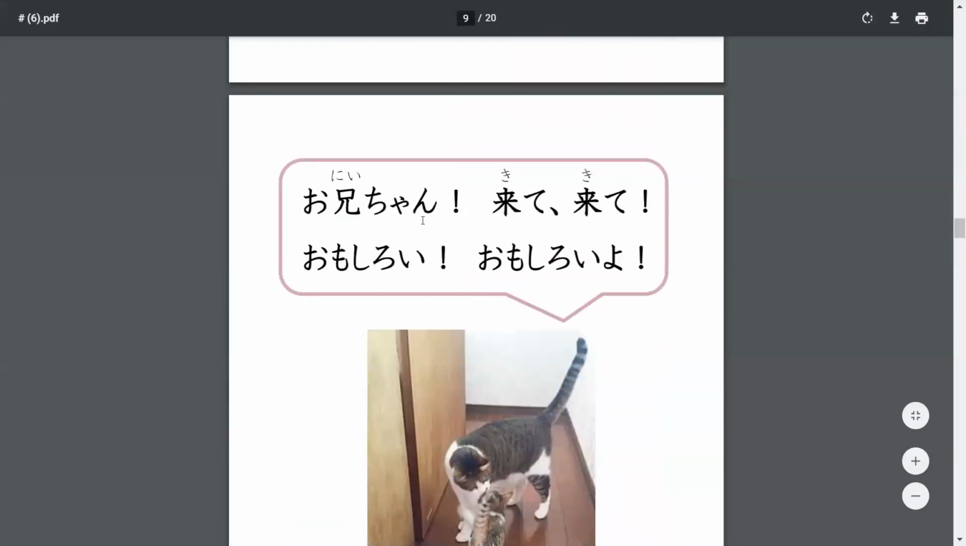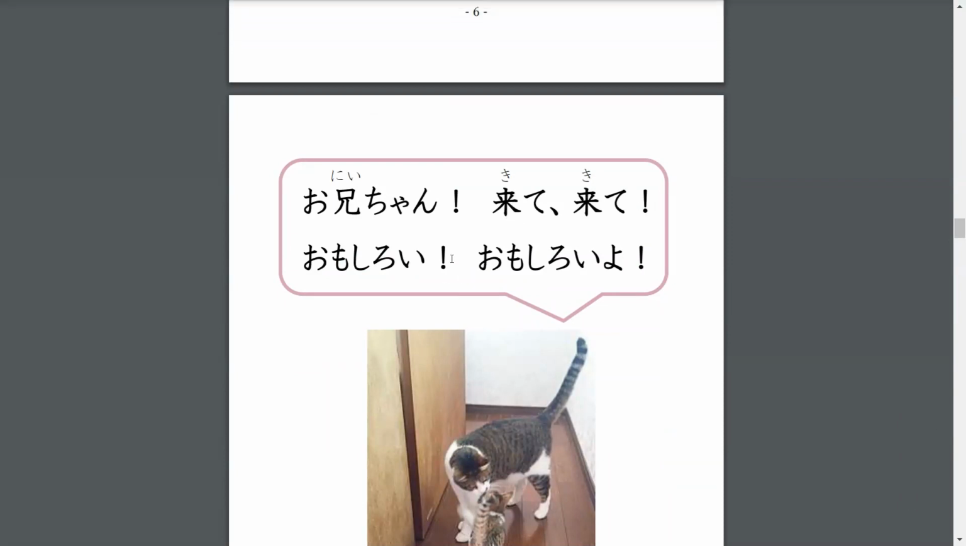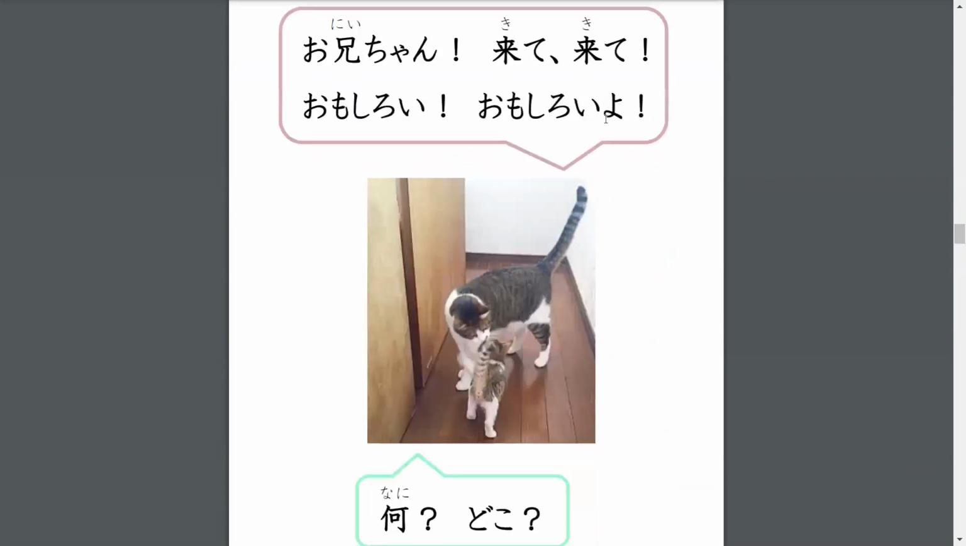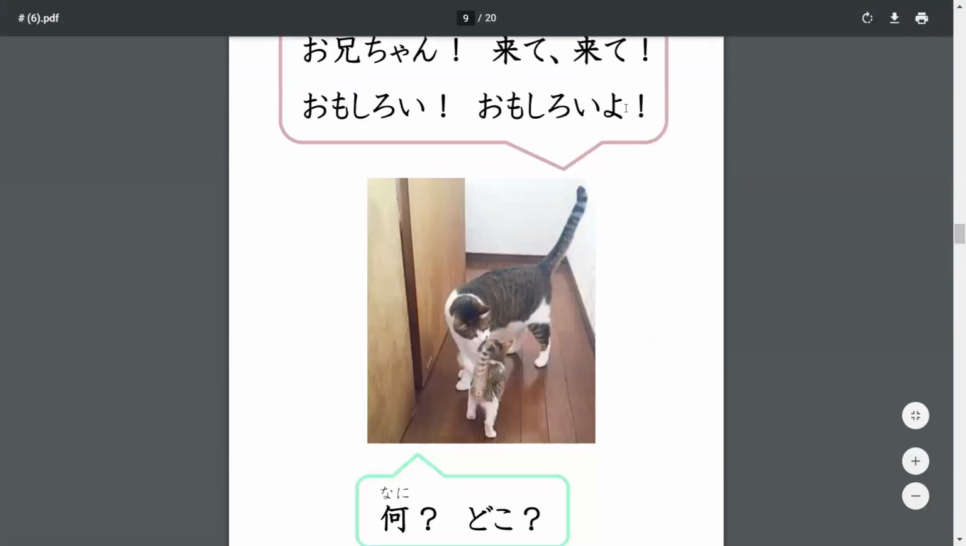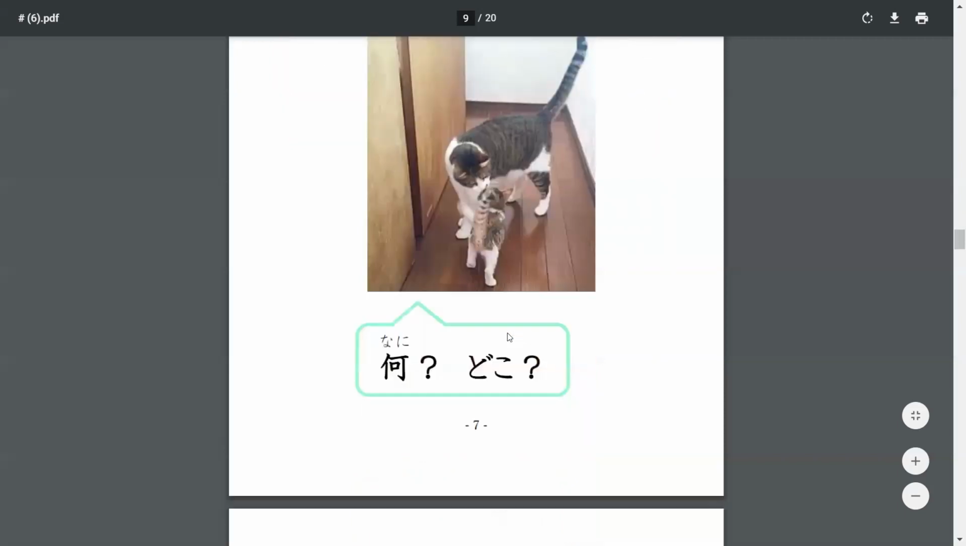Then it says here, big brother, come, come. When we say kite, kite, it means come, come. Omoshiroi means interesting. Omoshiroi, omoshiroi yo. Once we add the particle yo at the end, it gives information. So the small cat is giving information to the big cat. Then he said, nani, doko, what, where?